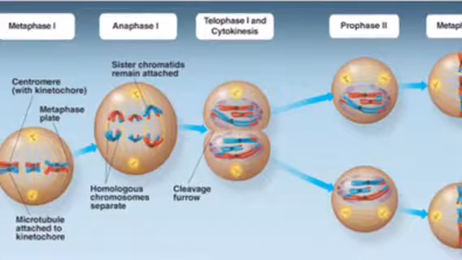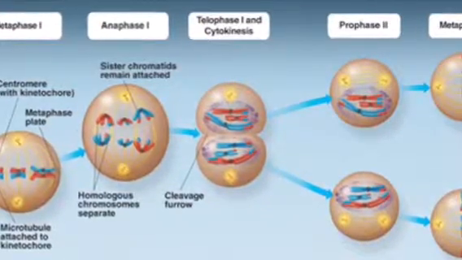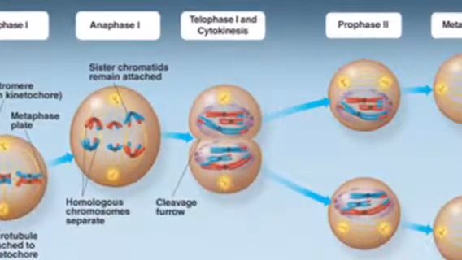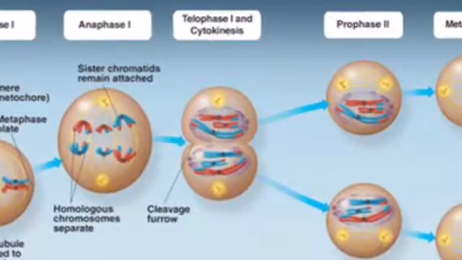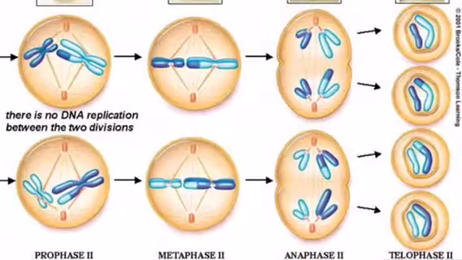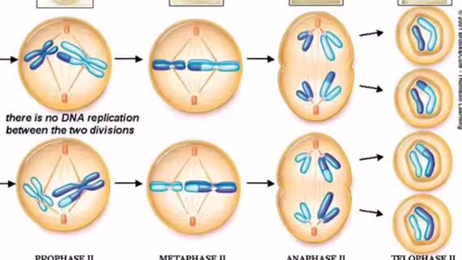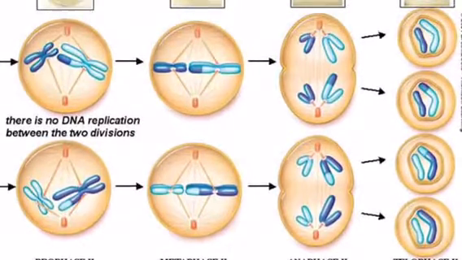Then, in telophase 1 and cytokinesis, the nuclear membrane encloses the separated chromatids. The cell membrane completes its constriction. The first meiotic division ends. There are now 2 cells, each with the same number of chromatids as the parent cell. Then you go to prophase 2. Prophase 2 begins the second meiotic division. Homologous chromatids do not duplicate but merely separate.